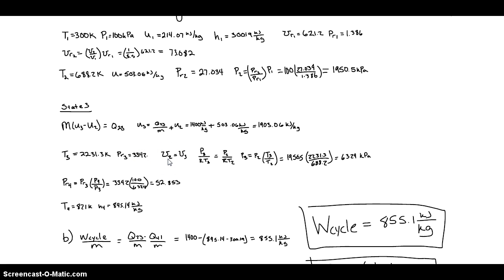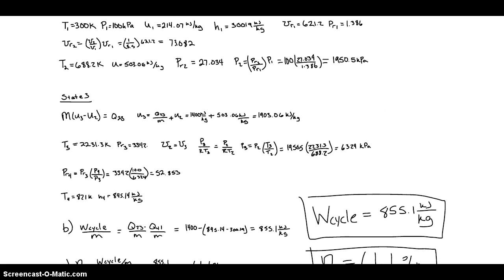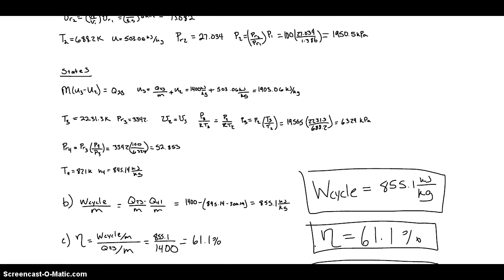And the specific volume doesn't change. That was discussed in the problem. The volume doesn't change, so your pressure at 3 can be calculated using ideal gas laws. It's a ratio of temperatures that's going to give you your pressure at 3. So state 4 will be defined by the pressure ratio at 4.